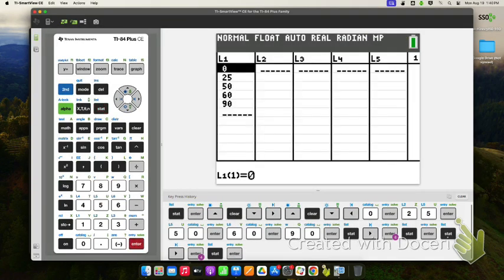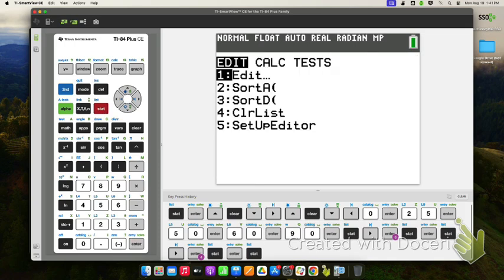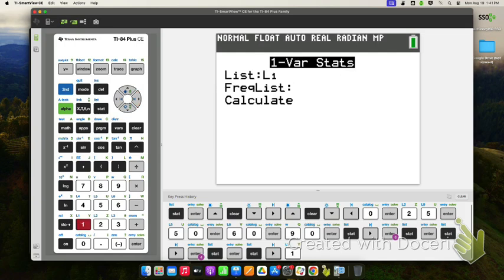Stat, edit. Everybody go to stat, edit. You're plugging in 0, 25, 50, 60, and 90. Please do not forget the 0. It is a part of the data set. 0, 25, 50, 60, and 90. Do you remember where to go? Next. Stat. Calc 1. Enter, enter, enter.